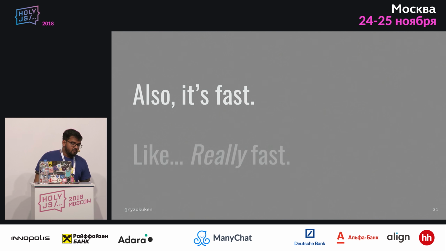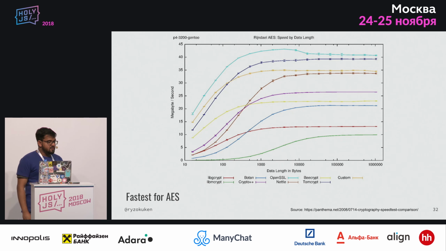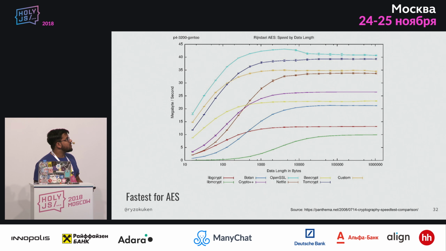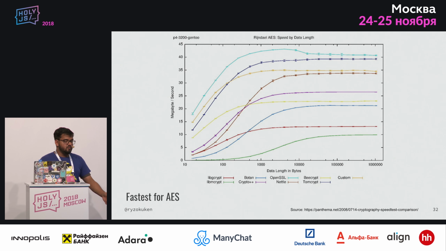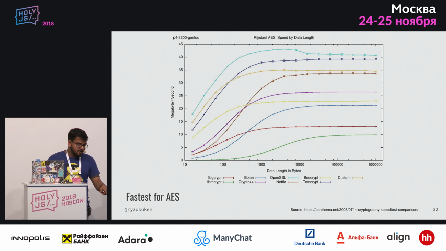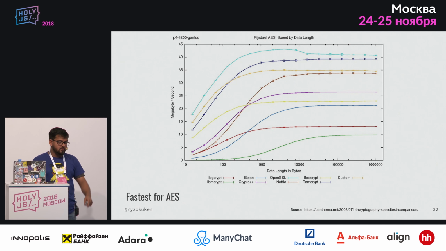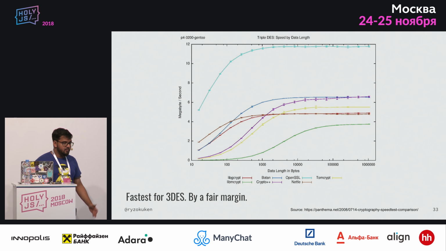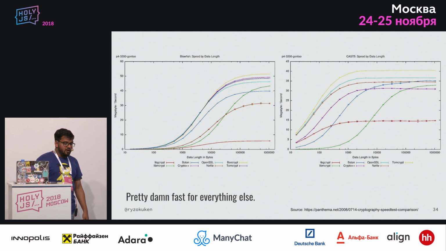Also, it's fast, like really fast. I'd have to warn you, the graphs are a bit old, but I would probably have to plot my own graphs for up-to-date stuff. So I was like, you know what, just proving a point. It's the fastest for ES, it's the greenish one at the top. It's the fastest for triple-S by a very fair margin. And it was pretty damn fast for everything else.